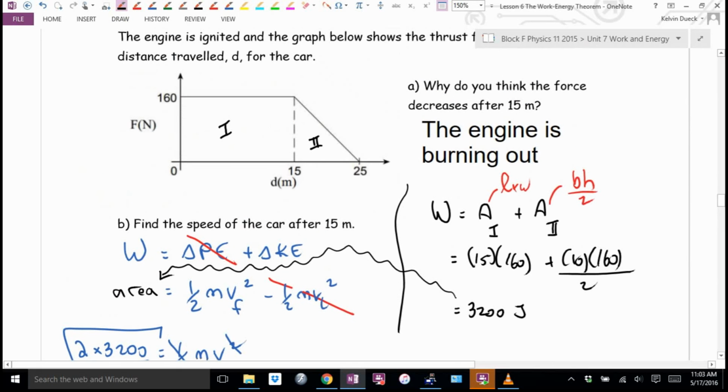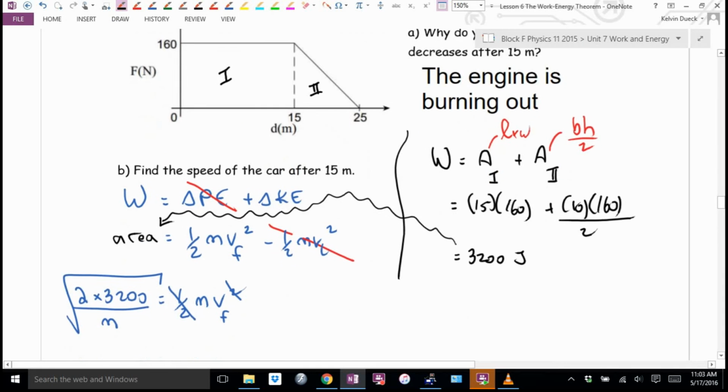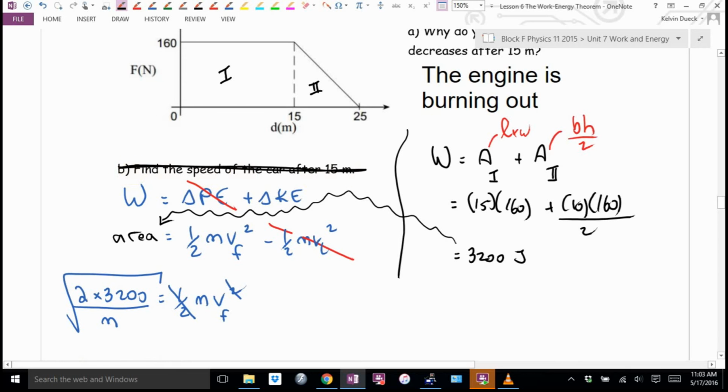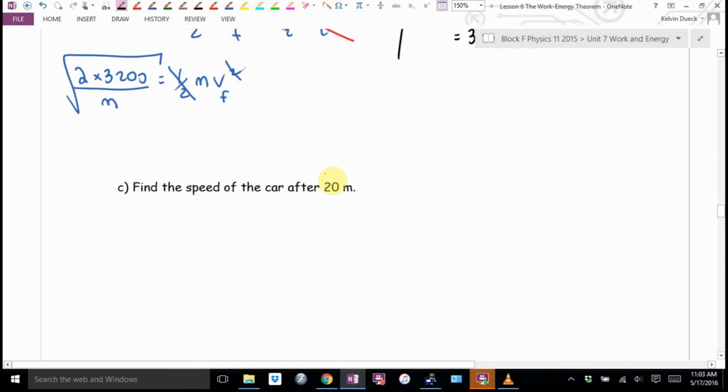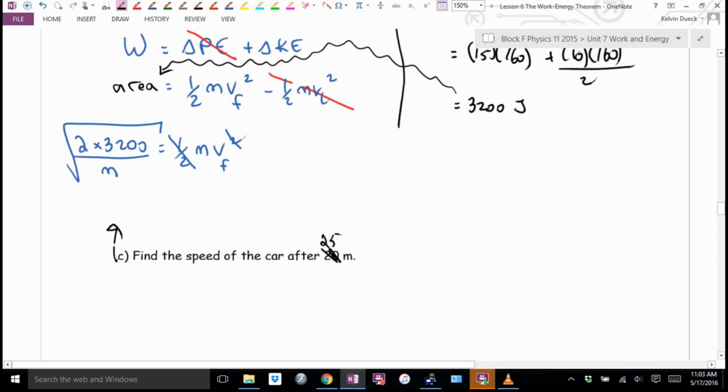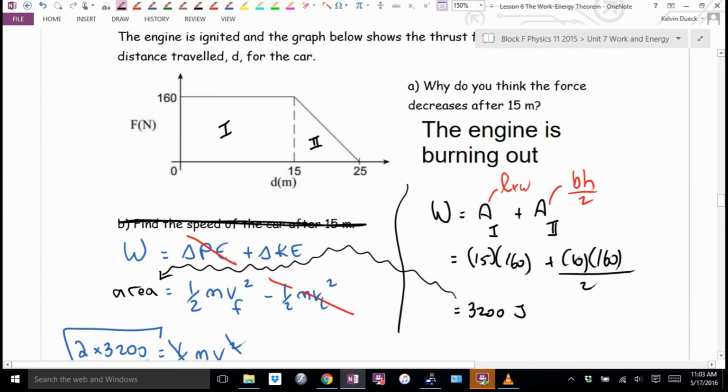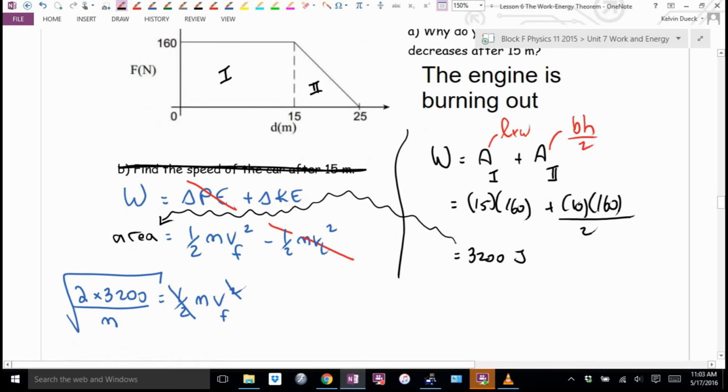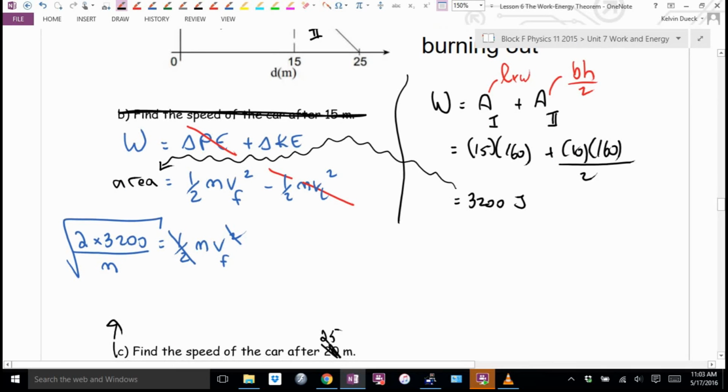By the way, you know what? I've just realized part B asked us to find the speed after 15 meters. Let's cross that out. We're finding the speed after 25 meters is really what we're doing. I just noticed there's a typo. I wanted 25 meters there, and I was going to break this up into 2 parts. I'm doing this all in one big step. So it's really find the speed after 25 meters.